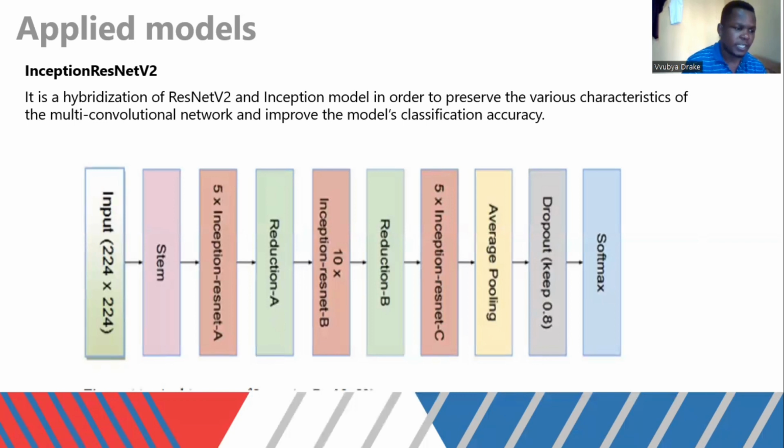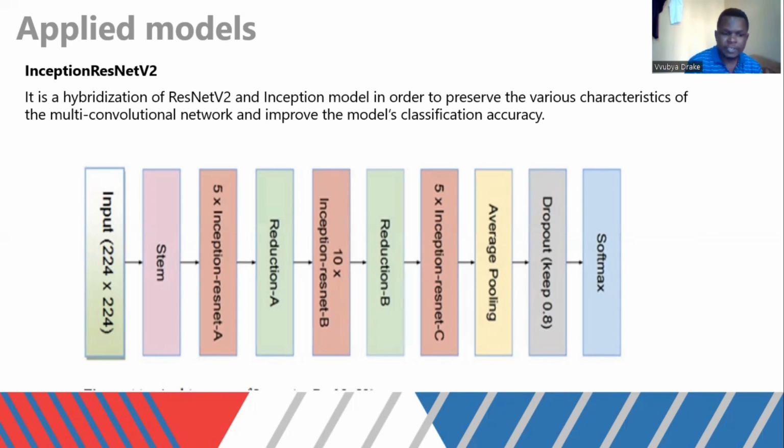Then we have an input of 224 by 224 images, and a stem, which is the initial layer responsible for processing the input images and extracting features. And then we apply the Inception-ResNet-A. That is, we concatenate different convolutions together to form a dense network of features.